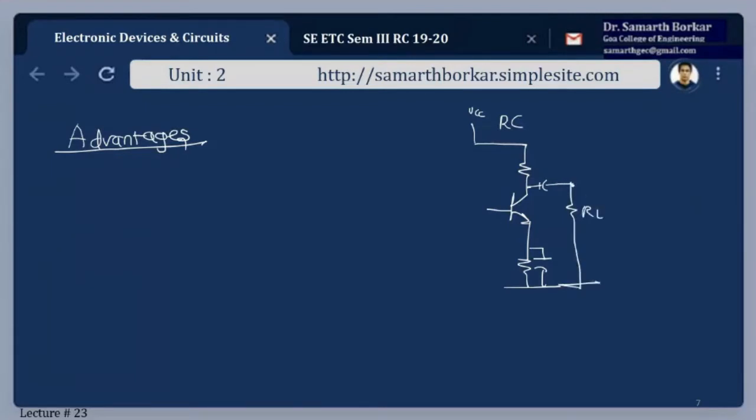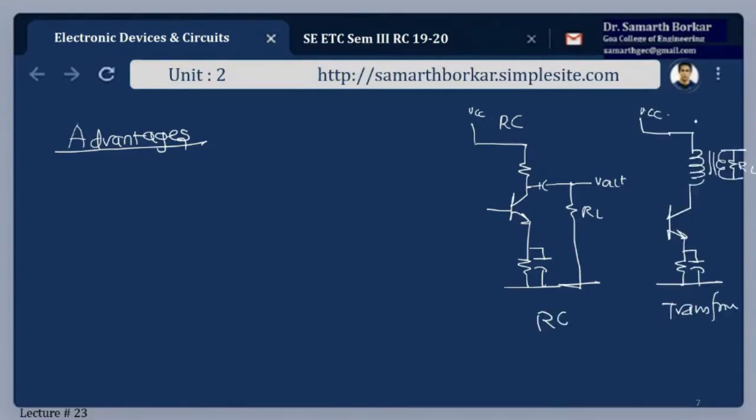RL. This is the V out. This is RC coupling. In case of transformer coupling, now try to understand the first point, advantages. In case of transformer coupling, entire DC voltage supplied by VCC is available at the collector.